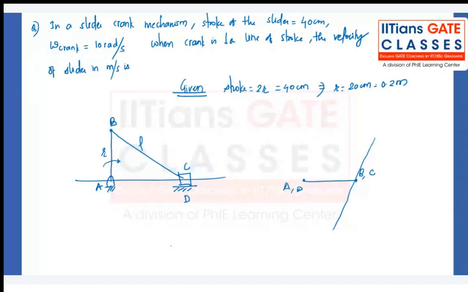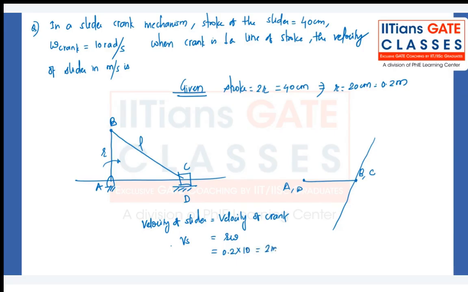So I have given you the hint. In this case, velocity of slider is equal to velocity of crank. Velocity of slider is Vs. Velocity of the crank is R omega. So that is 0.2 into 10, which is 2 meters per second. So answer is 2 meters per second in this case. Clear?